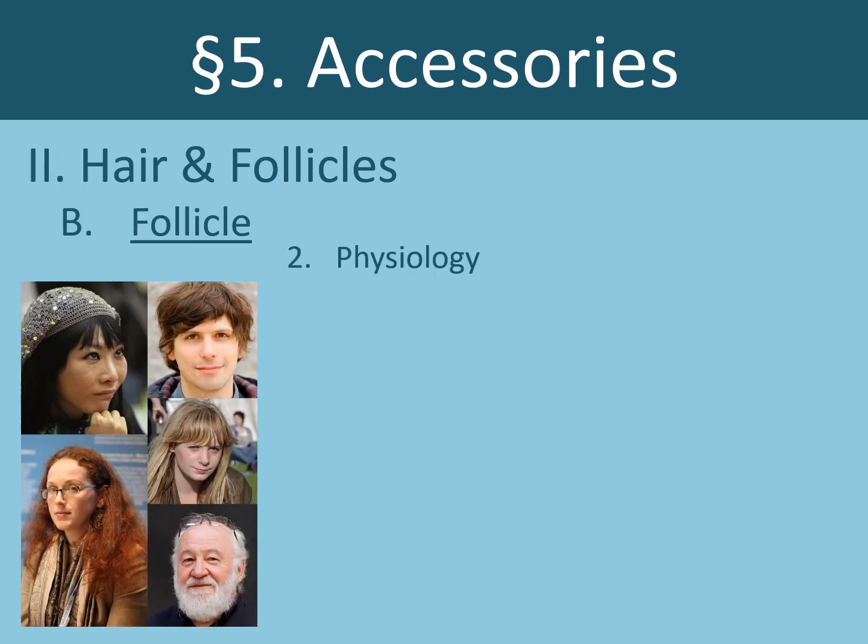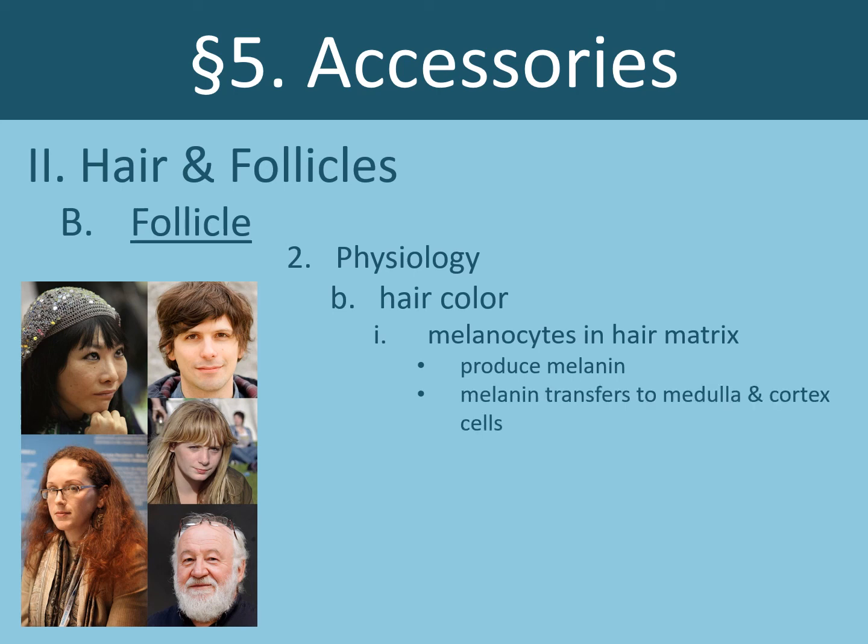One of our most conspicuous features is our hair color. Like in our skin, melanocytes contribute to our hair color. The melanocytes of our hair are found in the hair matrix. Melanocytes produce melanin. That melanin is transferred to cells in the medulla and cortex of our hair. It's the combination of the two different types of melanin that confer a hair color. That is, eumelanin, which produces the brown-black color, and pheomelanin, which gives the yellow-red hair color.